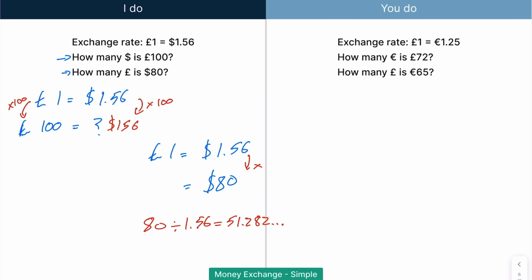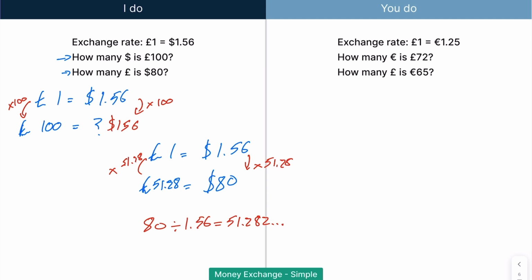And so essentially, we know that we've multiplied this by 51.28, and we're going to do the exact same thing on here. We're just going to multiply this by 51.28, and we get our answer in pounds. So that would be £51.28. We can round that to two decimal places.